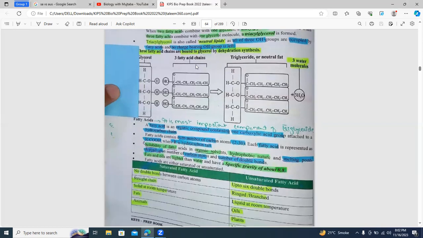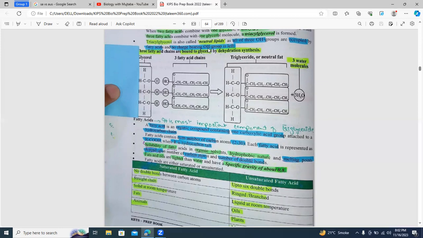Now, where are triglycerides stored? Triglycerides are mainly stored in the adipose tissue, and if they accumulate in the heart, it leads to atherosclerosis. Therefore, as I mentioned in the previous videos as well, fats should be used as sparingly as possible.